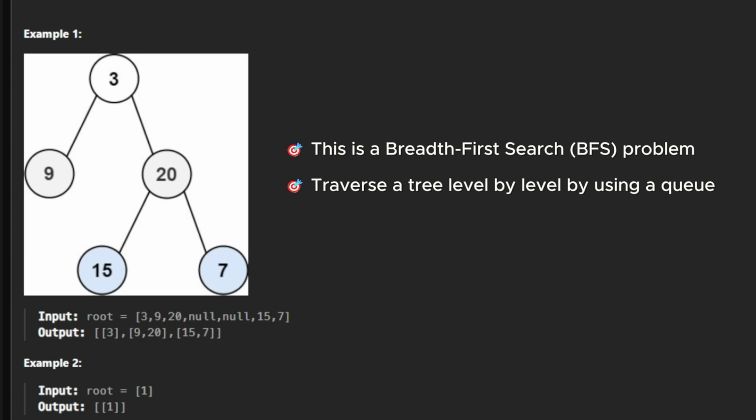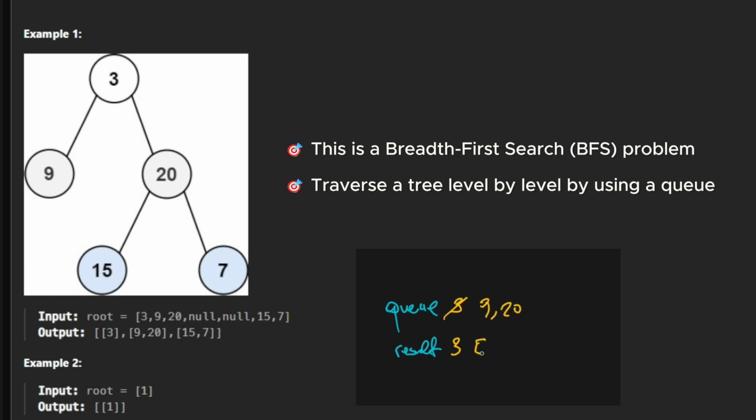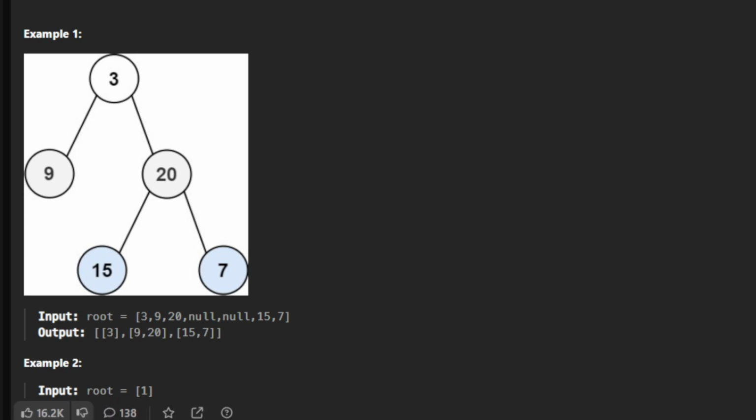To solve this, we use a queue. It helps us process nodes in order of their depth. Enqueue root 3, dequeue 3. Enqueue 3's children, 9 and 20. Dequeue 9, no children. Dequeue 20. Enqueue 20's children, 15 and 7. Dequeue 15 and 7. At each step, we track how many nodes are in the current level and process them together. Let's check the code together.